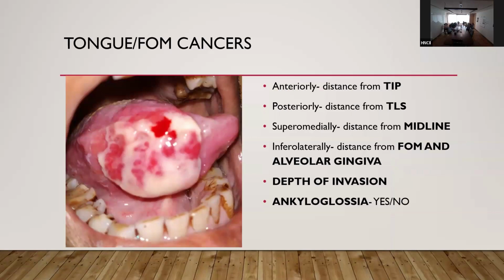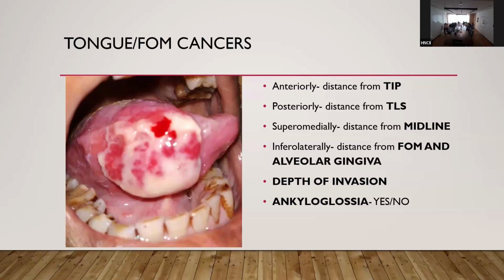Superomedially, the distance from the midline. Inferolaterally, the distance from the floor of mouth and the alveolar gingiva. The important thing in tongue cancers is whether you can palpate the depth of the tumor. That is important, and whether there's presence of ankyloglossia or not.